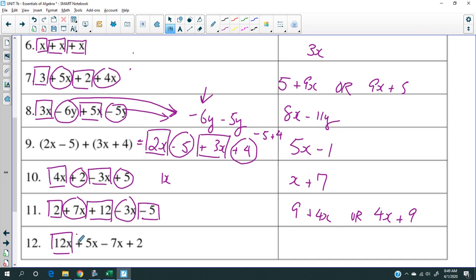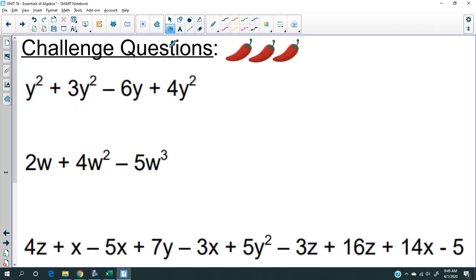So 12x plus 5x minus 7x, and then you got the 2, right? So that's 17x minus 7x, that's 10x plus 2. Okay? All right. Now, next one is the challenging one. So as you can see, you got the 3 chili peppers. So go ahead, take 10 minutes, okay?